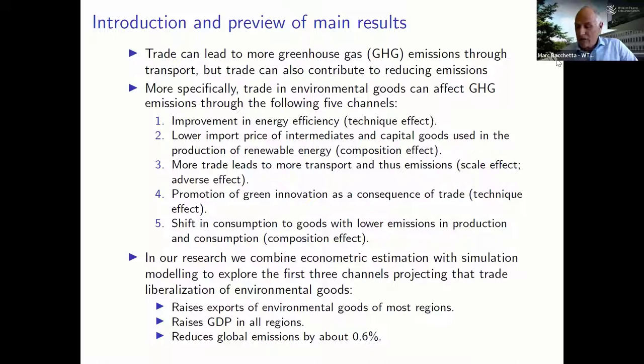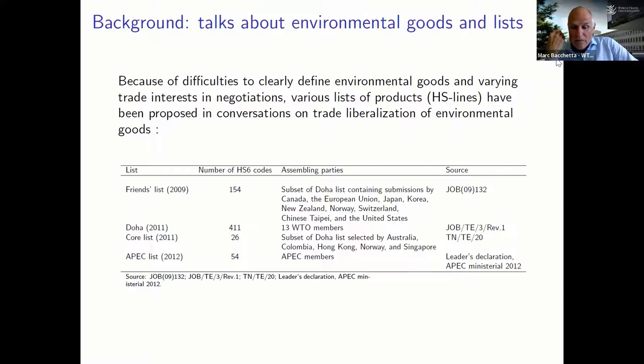A key question when you consider the effect of liberalizing trade in environmental goods is how you define environmental goods, and more precisely, which specific products you include in your list of environmental goods. Because of difficulties in clearly defining environmental goods and varying trade interests in negotiations, various lists of products have been proposed in negotiations on trade liberalization of environmental goods. We list a number here that are either WTO related, or, for one, the APEC list, the last one here. Others were prepared in the context of the Doha agenda negotiations.